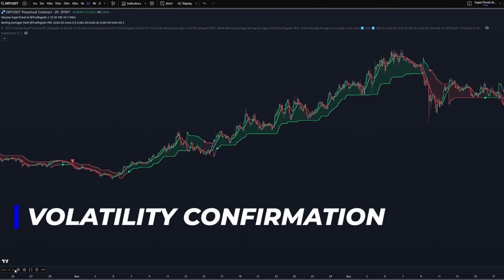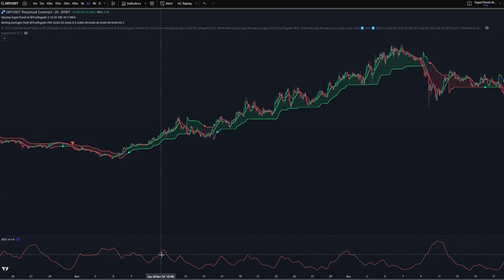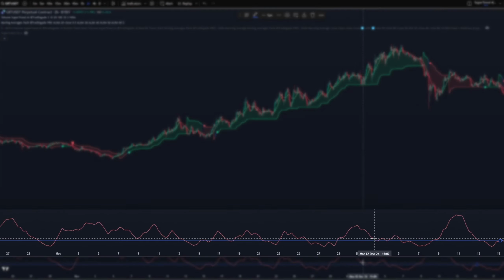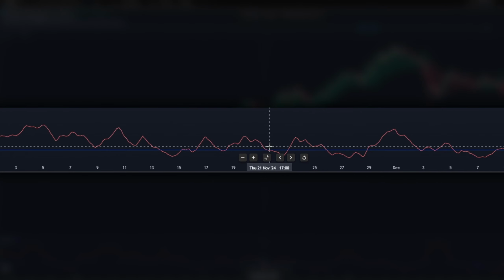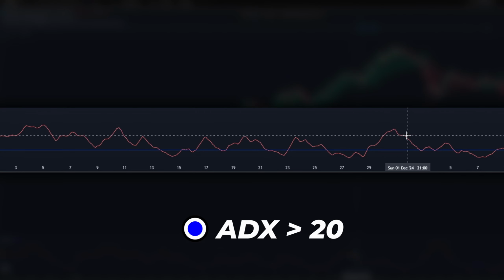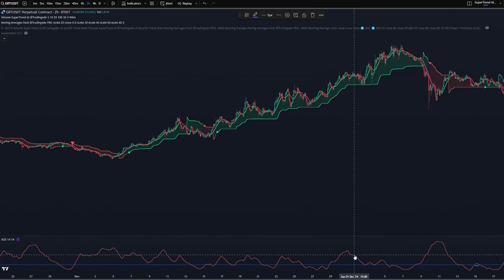Next, we can add a volatility confirmation, which is based on the ADX, the Average Directional Index, so that we make sure that there is enough volatility in the market. We're gonna draw a line at the 20 level, and this is our threshold line. Whenever the ADX is above this level, we're gonna allow both long and short positions, making sure that there is enough volume in the market.